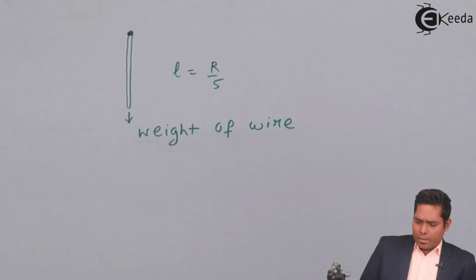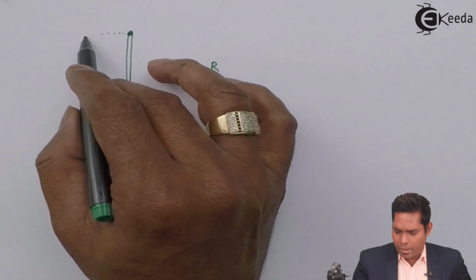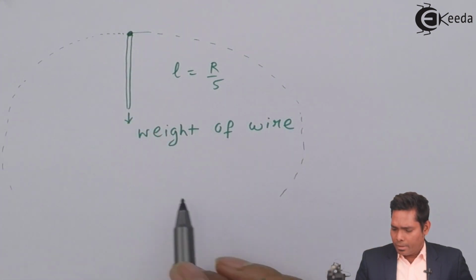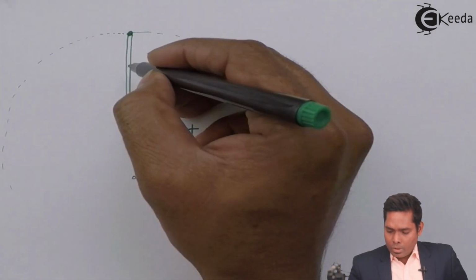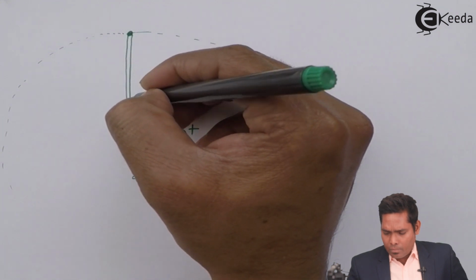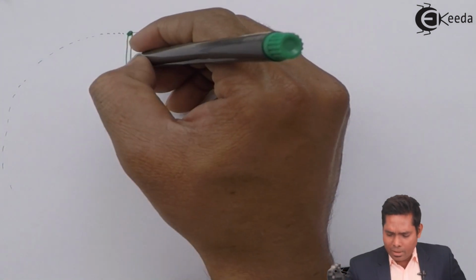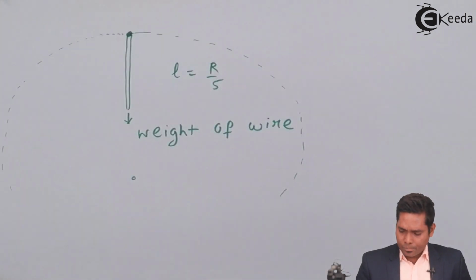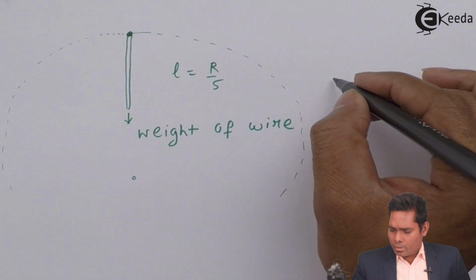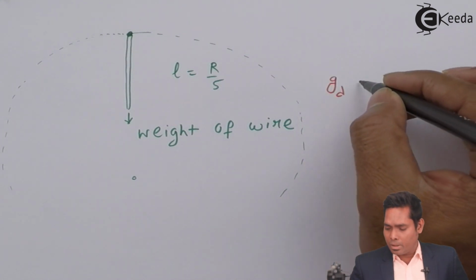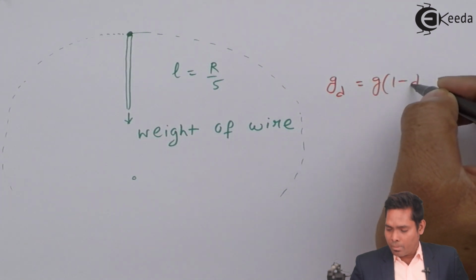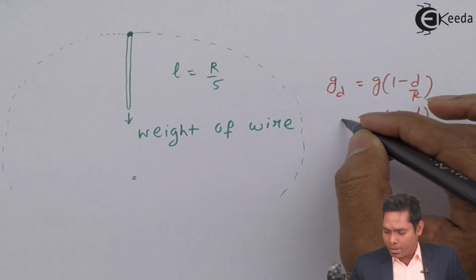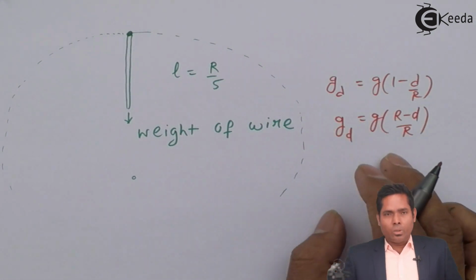To find the weight of the wire, because this is surrounded by Earth or the planet, and this planet's center is supposed to be here. Now at each and every point on this, the force will be different, because we know that the acceleration due to gravity, as we move to a depth d, at any point inside, is equal to g into 1 minus d by R, that is g into (R minus d) by R. This expression is known to us because this is a very known expression.